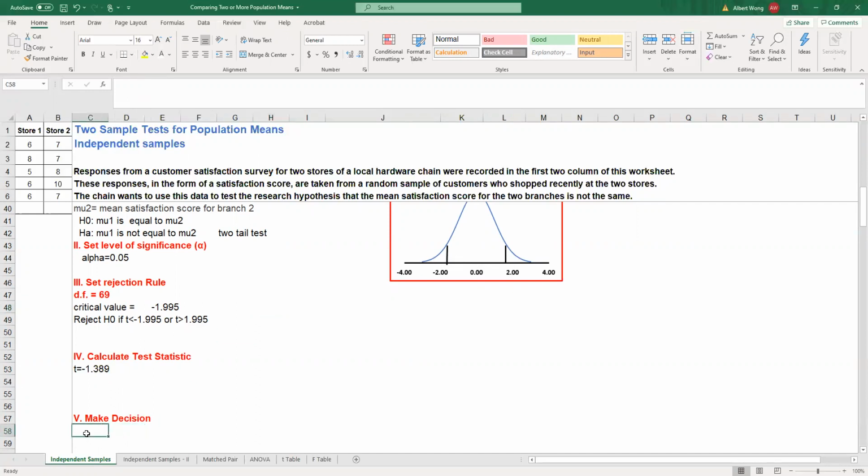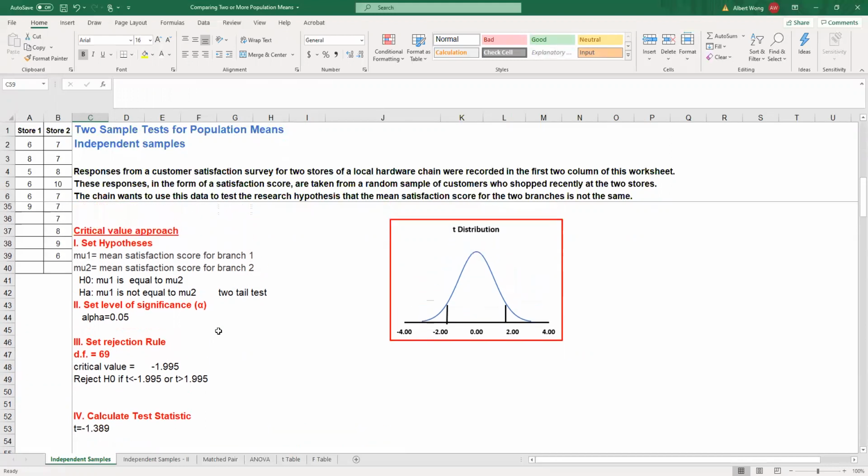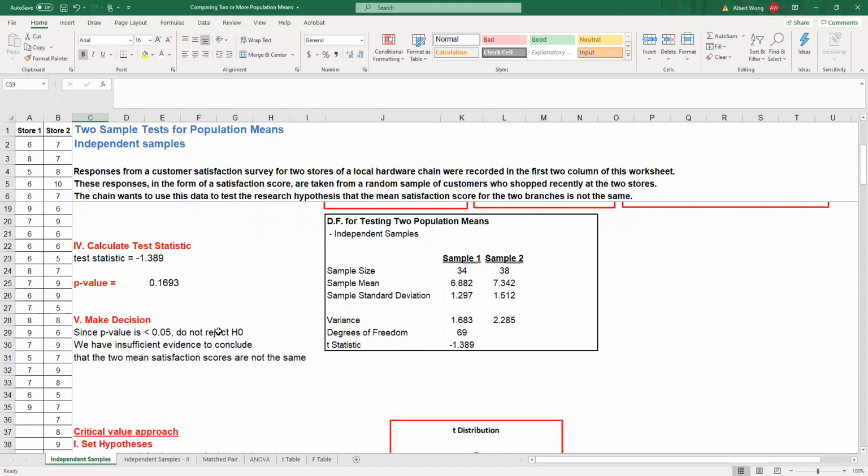So we say, since t equal to negative 1.389 is not less than negative 1.995 or greater than 1.995, we do not reject H0. And then we can actually write the conclusion as we have done before. So this is how you do a hypothesis test when you are trying to compare two independent samples.